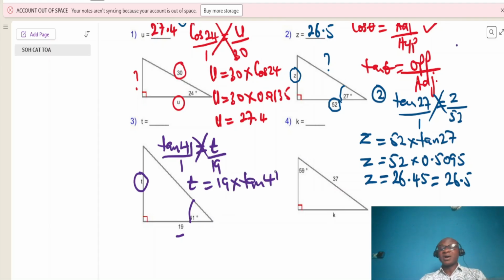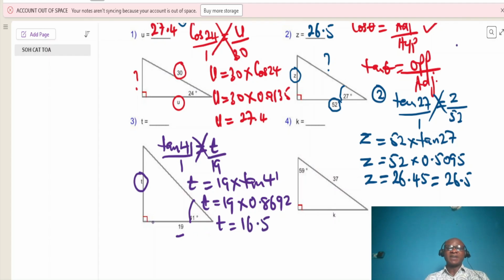With my calculator, I can find the value of tan 41. And tan 41 is exactly 0.8692. Then I will use it to multiply 19, making the value of t equal to 16.5. 16.5 is the opposite side of that angle 41.